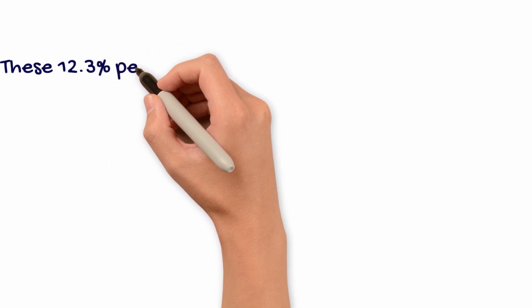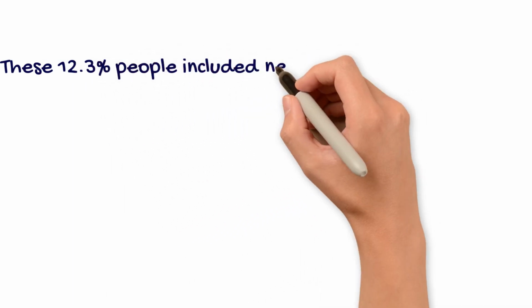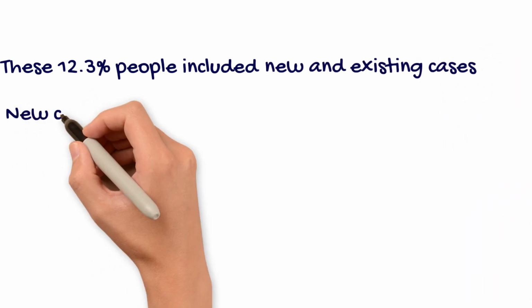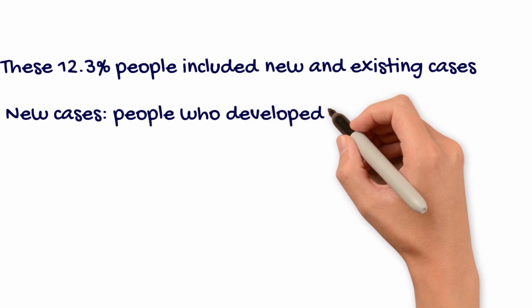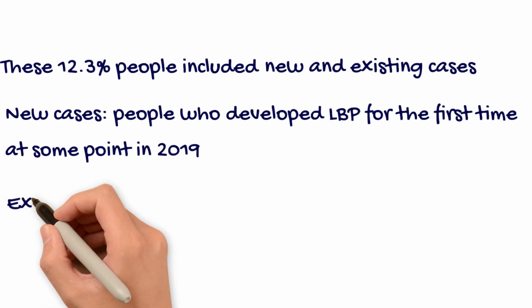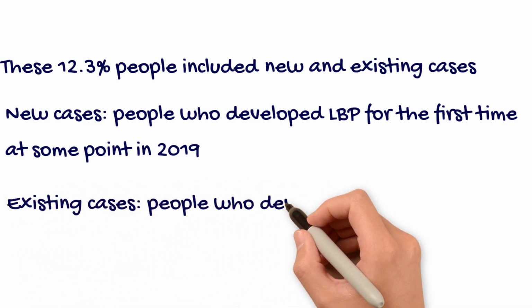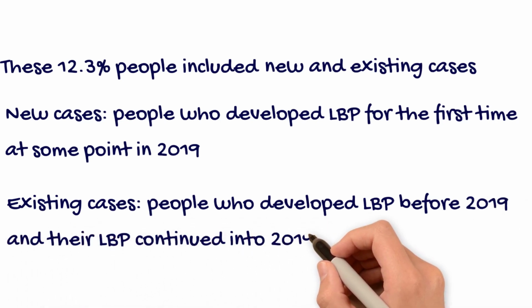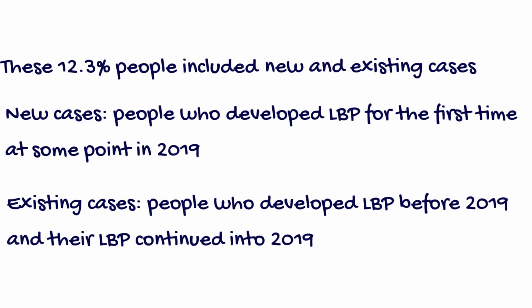Prevalence includes both new cases and existing cases. New cases are people who developed low back pain for the first time at some point in 2019. Existing cases are people who developed low back pain before 2019, and their low back pain continued into 2019. So the 12.3% represents the total proportion of people affected by low back pain in 2019.